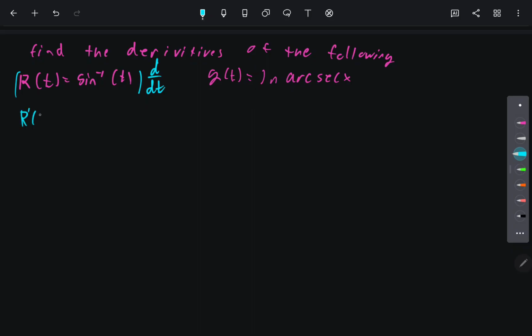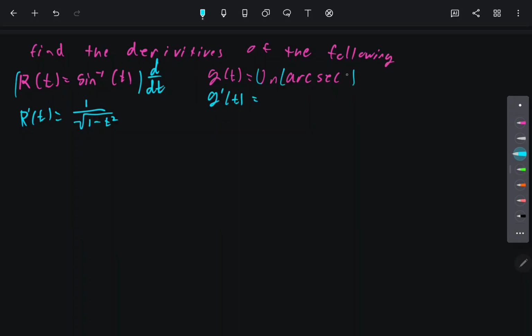Our f prime of t must be equal to 1 over the square root of 1 minus t squared. And that's our answer. For this next one, we take the derivative of the outside function first.